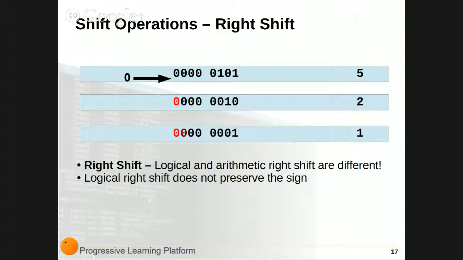Logical right shift does not preserve the sign. The leftmost bit represents the sign of the number, as you saw in 2's complement. But if you put 0 in, what do you think will happen? It's logically correct, but you won't get the correct arithmetic answer. I have an example later. The PLP CPU only supports logical right shift, so part of the lab this week, you have to implement an arithmetic right shift using software.